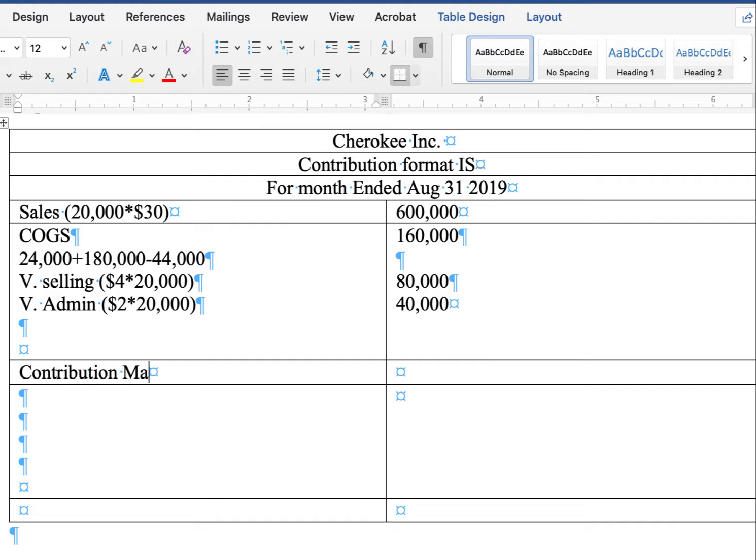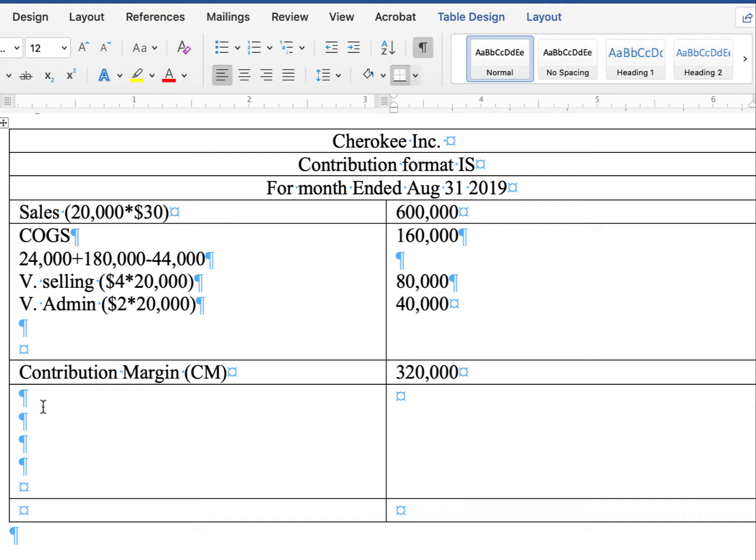Okay, so next we have the contribution margin, and I'm going to abbreviate that as CM, because you're always going to see CM. What's the CM? Meaning, what's the contribution margin? Well, we can figure that out. We have our sales, which are $600,000, minus all the variable expenses. The cost of goods sold, 160,000, minus the 80,000 of variable selling, minus the 40,000 of variable administrative. That's 320,000.